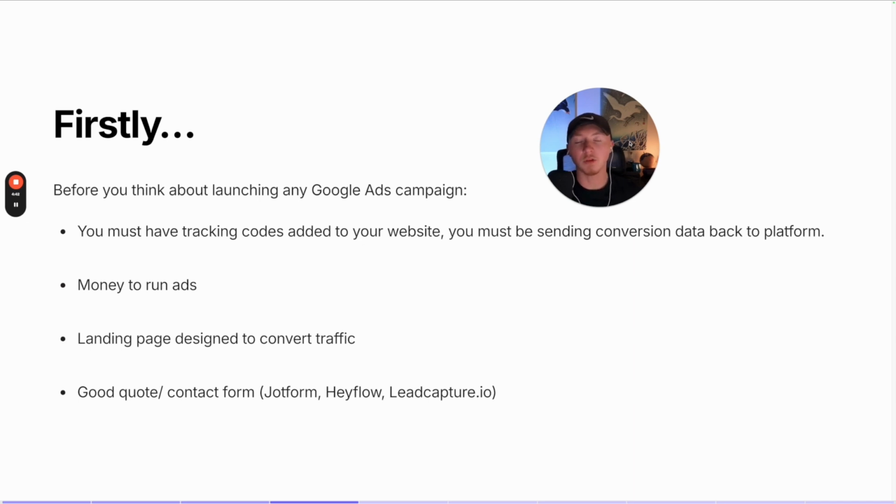All that money that you spend on ads is going to be completely worthless. And as part of your landing page designs, you have to have a streamlined and user-friendly way to get that person to take action with you, either if it's a quote form, or if you're just doing lead generation. I'd recommend something like Jotform, Hayflow, Lead Capture IO. There's loads of them you can use. But really, you want to have either a multi-step or just a streamlined way that is better than just using a free Contact Form 7 plugin for WordPress. So make sure that you're doing something like that.